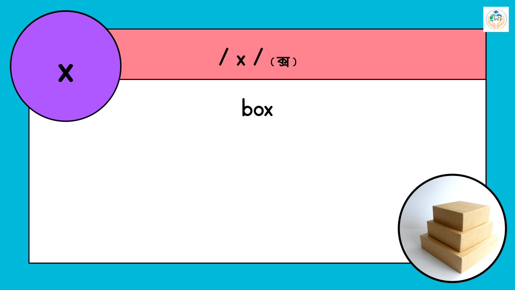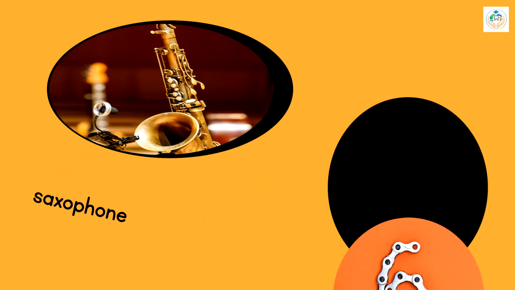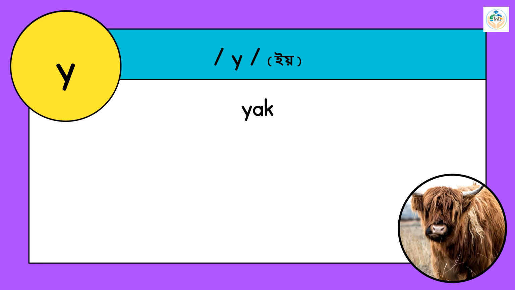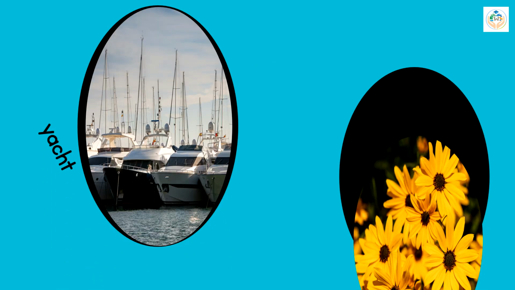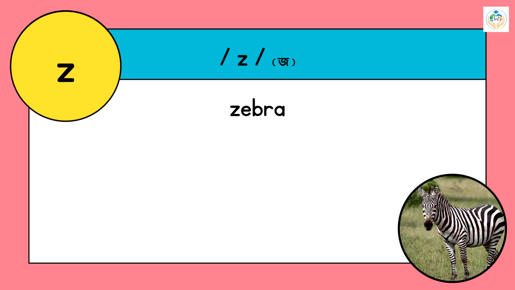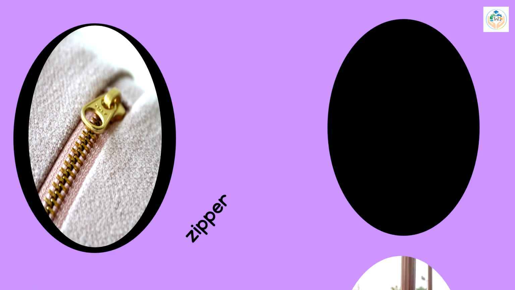Next we have X. X sounds like X. X for box. X for saxophone. X for six. Next we have Y. Y sounds like yolk. Y for yolk. Y for yacht. Next we have Z. Z for zebra. Z for zipper. Z for zoo.